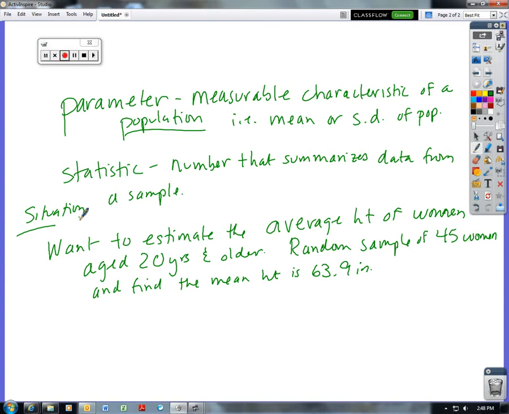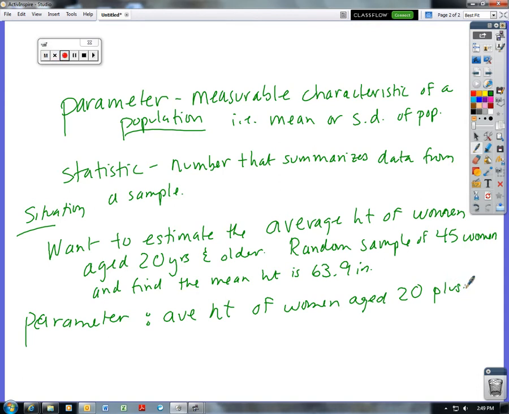So if you were asked to describe what the parameter is, that would be the average height of women age 20 years and older, 20 plus. So in this case, for the parameter, all we can do is describe it. We can't actually say what it is.